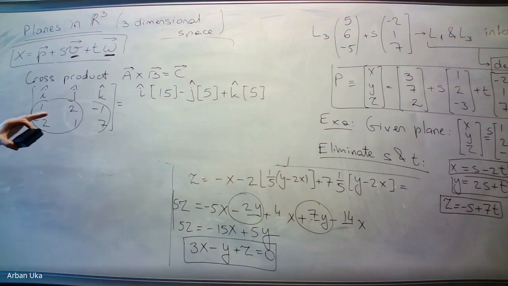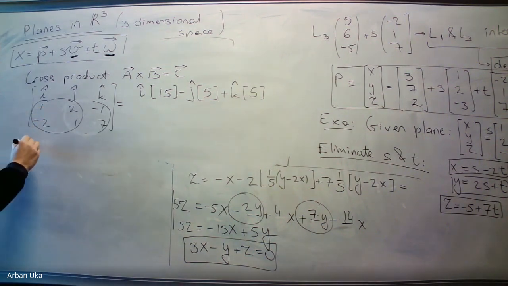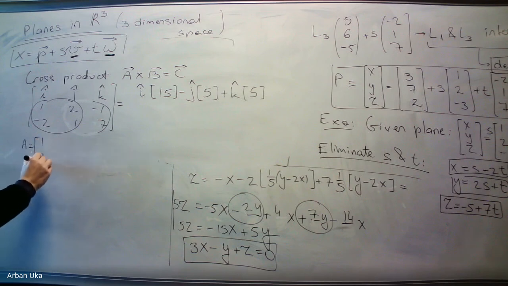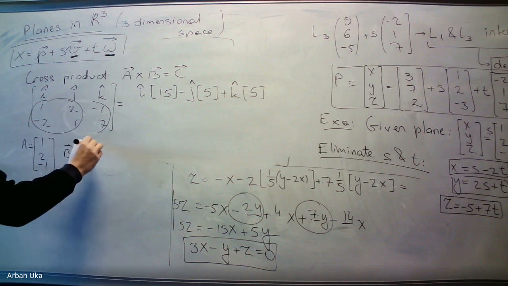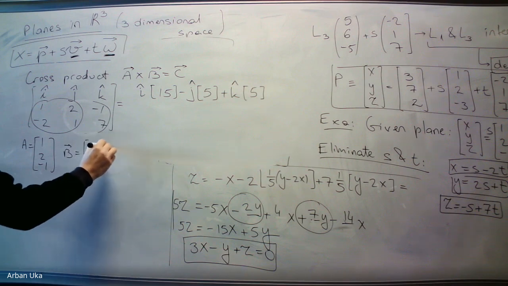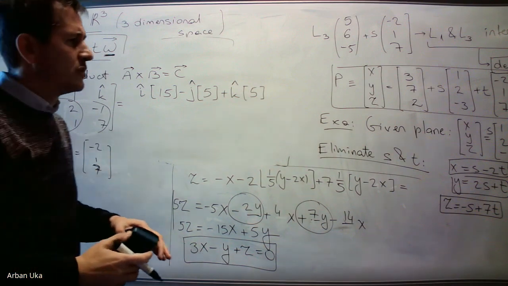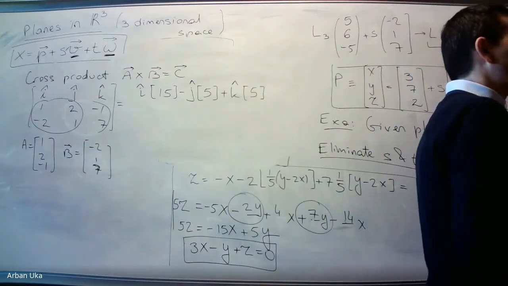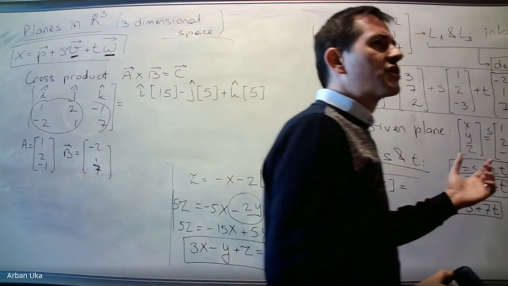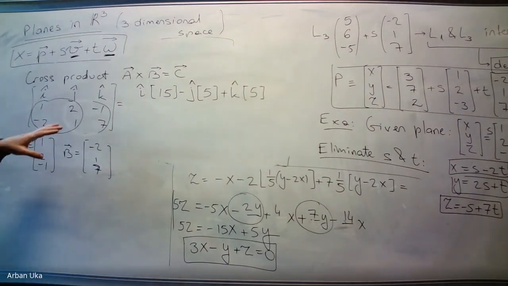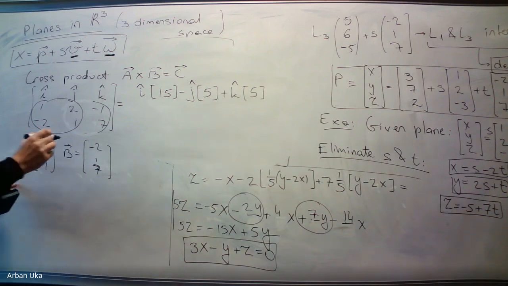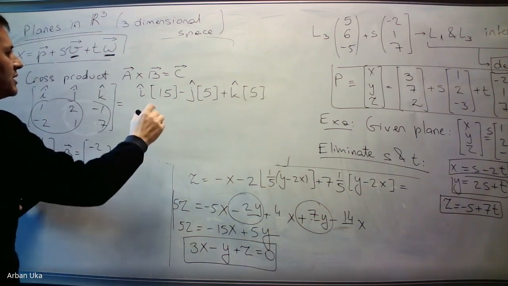So what did we get here? We had a vector A, equal to 1, 2, minus 1, and vector B, equal to minus 2, 1, 7. What do these two correspond to? They correspond to two directions, right? And for these two directions, we calculated the cross product. The cross product of two vectors gives a third vector, which in this case we will call vector C, which is equal to, can you help me here?